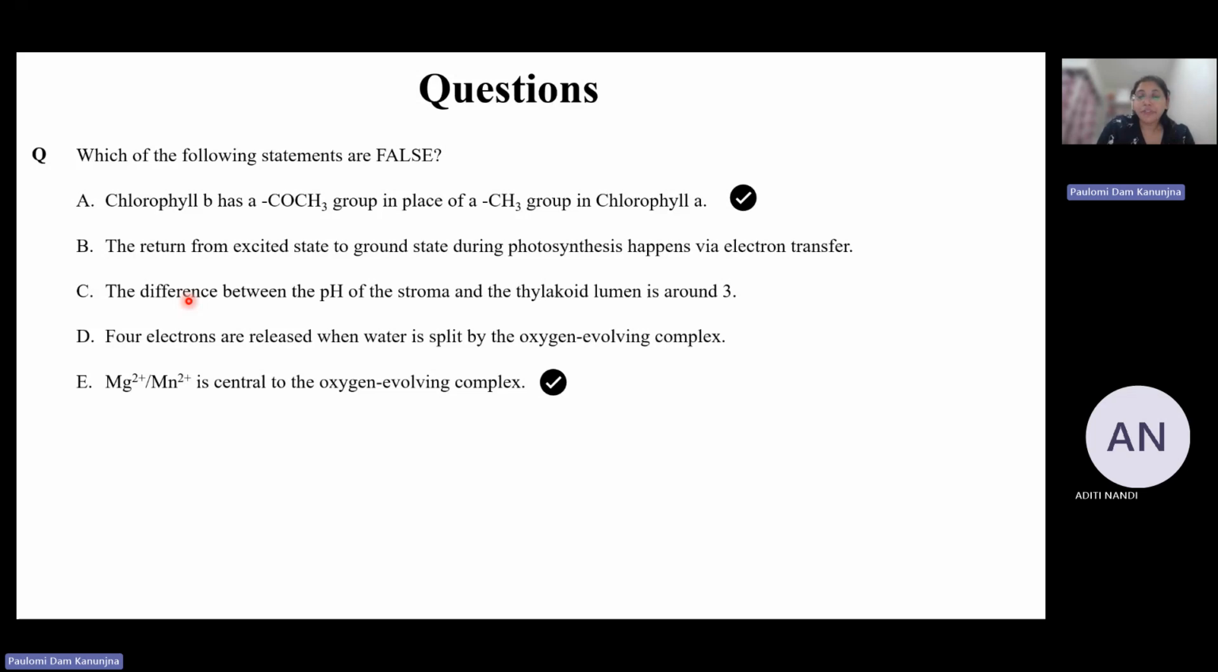Right. Now, the first one: when you look into the structure of chlorophyll B, on this C7 you will see that there is a CHO group. You can also look at it as COCH3, but because I am looking at the porphyrin ring, I have a CHO group. So that's why it's incorrect, because we are comparing the basic structure. On the porphyrin ring, chlorophyll A has CH3 and chlorophyll B has a CHO. So that's why it's incorrect.